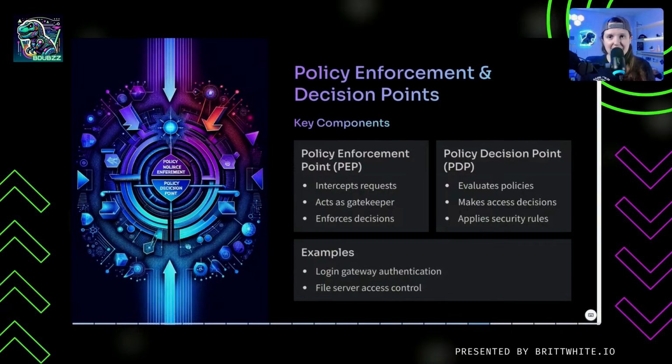Or think about when you're accessing files on the company network. You click on a confidential document and immediately the file server, acting as the PEP, consults with the access control system, our PDP, asking, "Does this person have permission to view this?" Based on your level of permissions, the PDP makes its decision, and the file server either shows you the document or displays access denied. Remember, the PEP enforces and the PDP decides. They're everywhere in your security infrastructure, working together to keep resources secure.